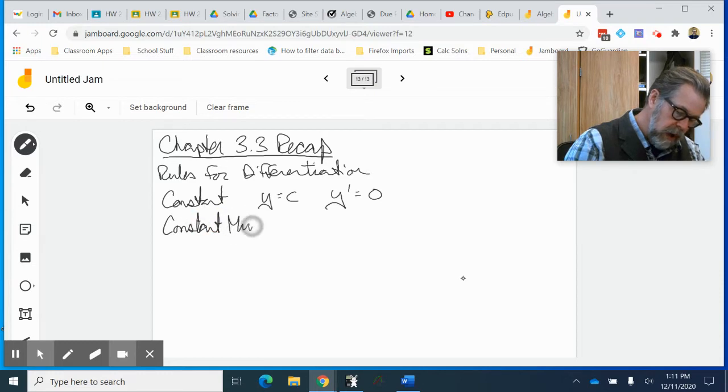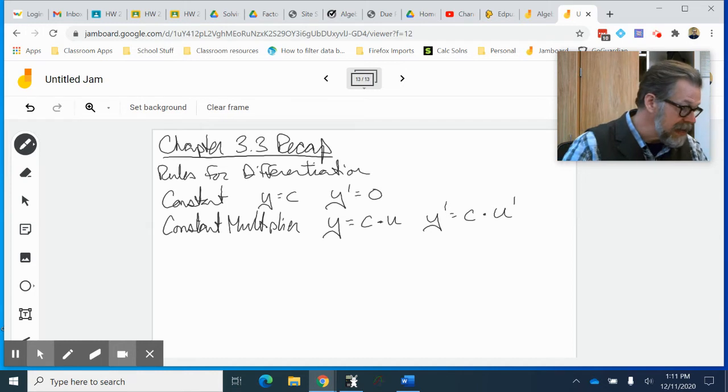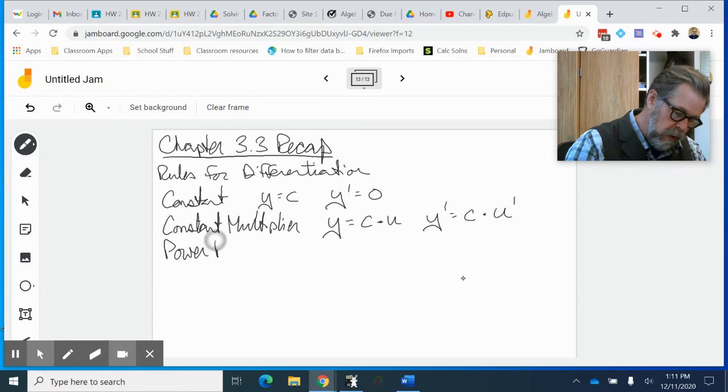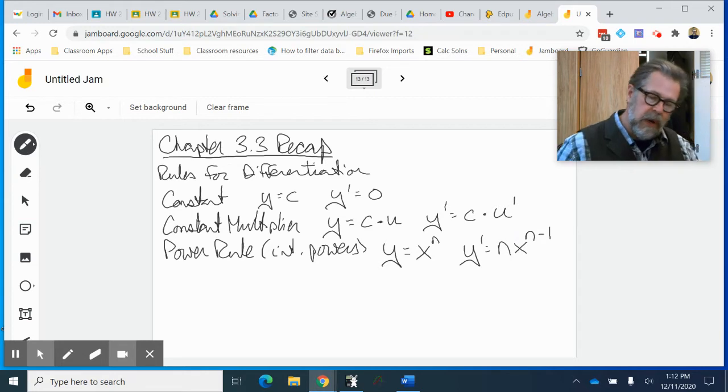The constant multiplier rule says that if a function is equal to a constant times another function, the derivative of that function is the constant times the derivative of the other function. You can just pull constants right out front. There is the power rule for integer powers. It says that if the function is x raised to the power of some integer, the derivative will be that integer times x raised to the one less power, n minus 1.